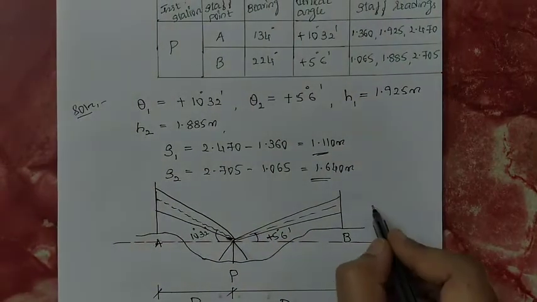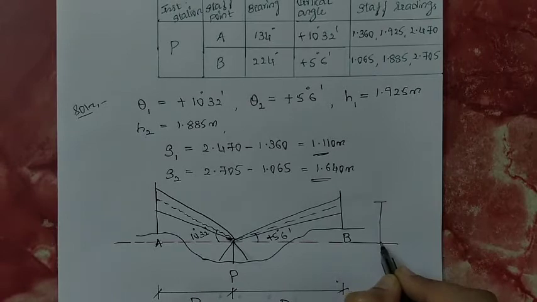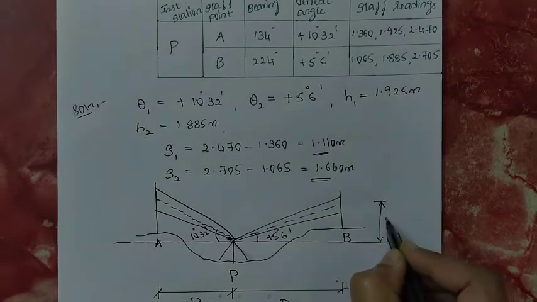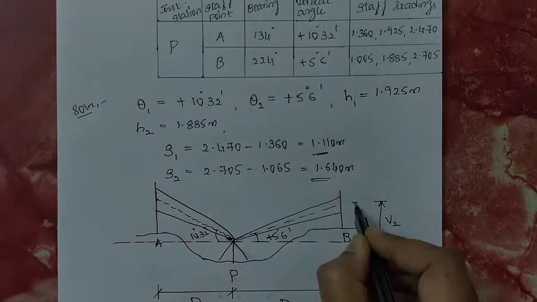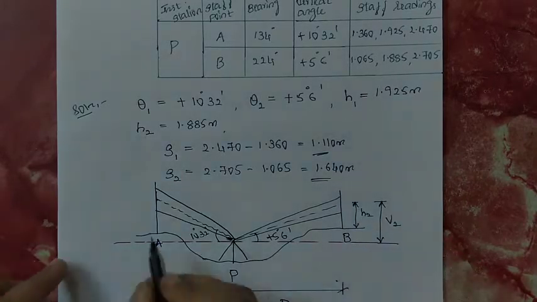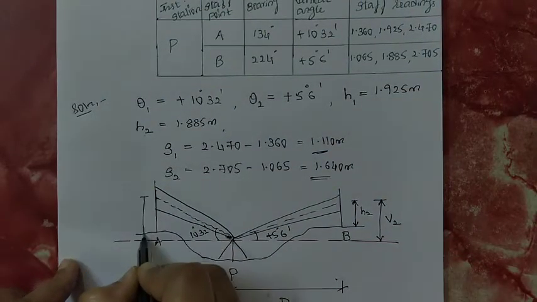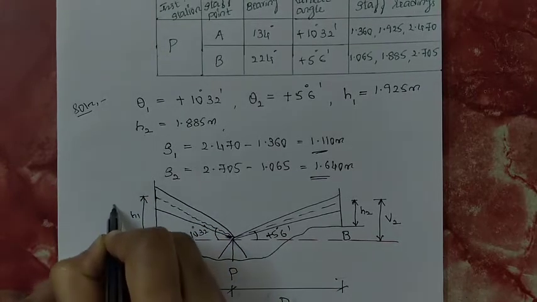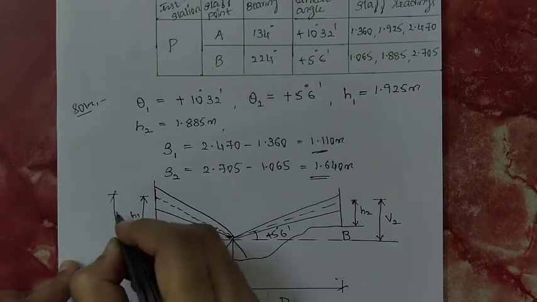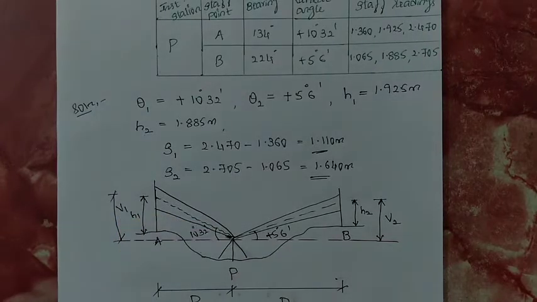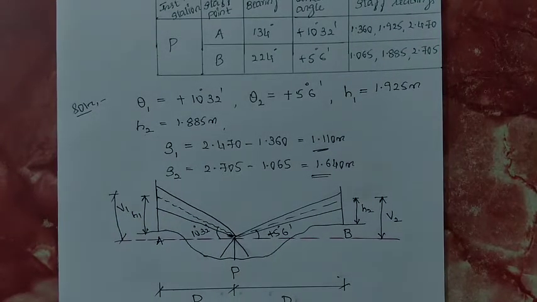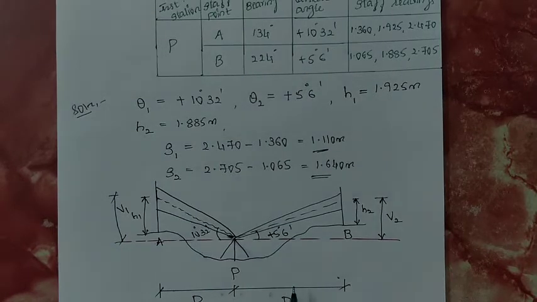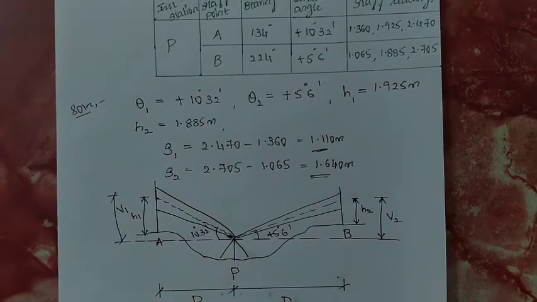Okay. Next, from the middle ear to this line of sight, that height you call it as vertical component V2, and this height you call it as H2. And similarly here also, this is H1, and this line of sight you call it as V1. Okay, this is the figure. Your aim is to calculate first D1 and D2, then later on you can calculate the gradient from A to B.